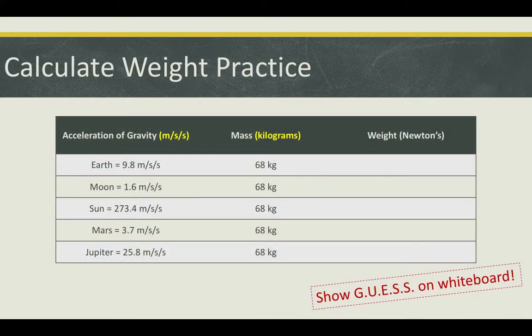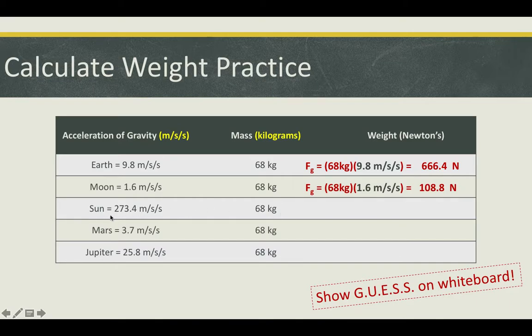Okay, let's do some practice for calculating weight. Remember, to find weight, we take mass times the gravitational field strength. For the first one, we're going to find out how much something that has a mass of 68 kilograms weighs on the Earth. On the Earth, a 68 kilogram object would weigh 666.4 newtons. The same 68 kilogram object on the moon would weigh 108.8 newtons. So 1/6 as much, since the gravitational field strength is smaller.